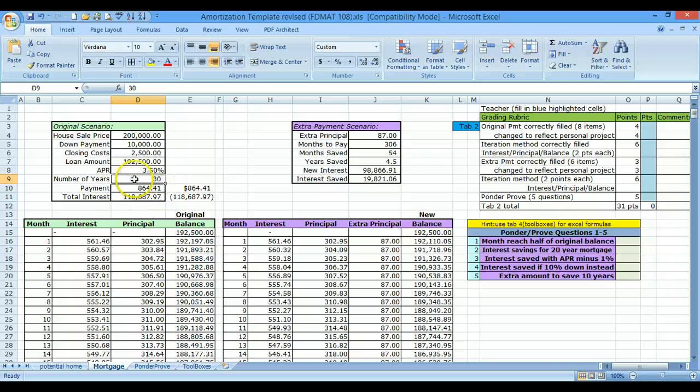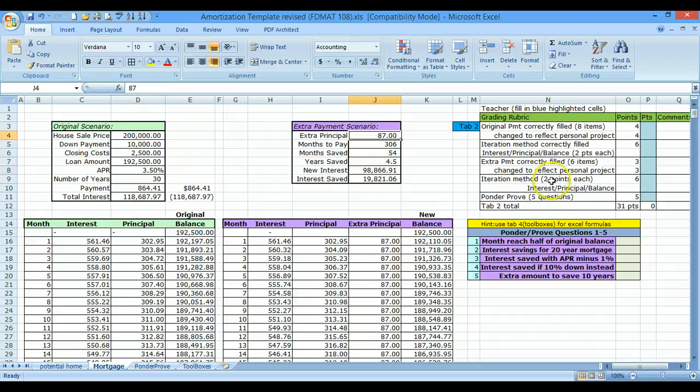Keep your number of years at 30 for a 30-year loan so that we can do an original scenario, compare it against the extra payment scenario. The payment should be calculated for you, and the total interest again calculated for you. So you really only need to change the house price and the APR.